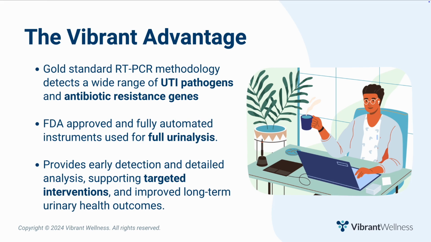In summary, the UTI Zoomer uses highly specific and sensitive RT-PCR methodology to detect a wide range of UTI pathogens and antibiotic resistance genes, and also includes a full urinalysis performed using FDA-approved fully automated instruments. Together, these provide early detection and detailed analysis, supporting targeted interventions and improved long-term urinary health outcomes.